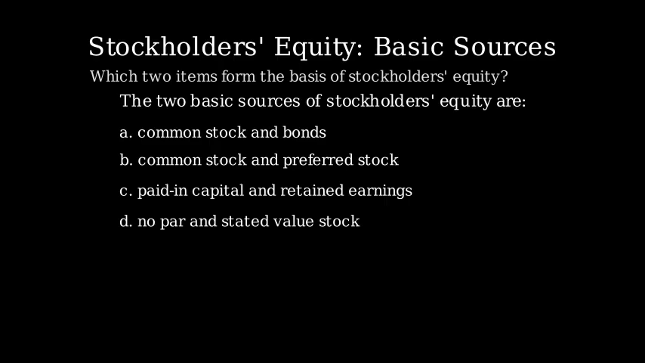Option A reads common stock and bonds. Bonds are actually a form of borrowing for the company. They are liabilities, not equity. So option A is incorrect.